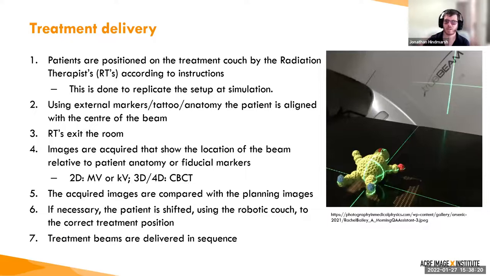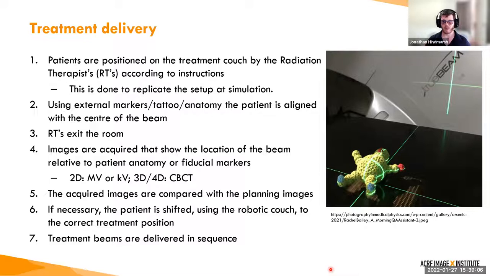All right. So treatment delivery, what happens? Patients are first brought into the room. They're asked, what's your name, date of birth? So they're identified positively as the person for whom the treatment plan has been made. They then are set up on the couch according to how they were set up at simulation, using the marks, the mask, the tattoos, or any other system that is used to set up and align the patient. The RTs leave the room, so only the patient is left in the room.